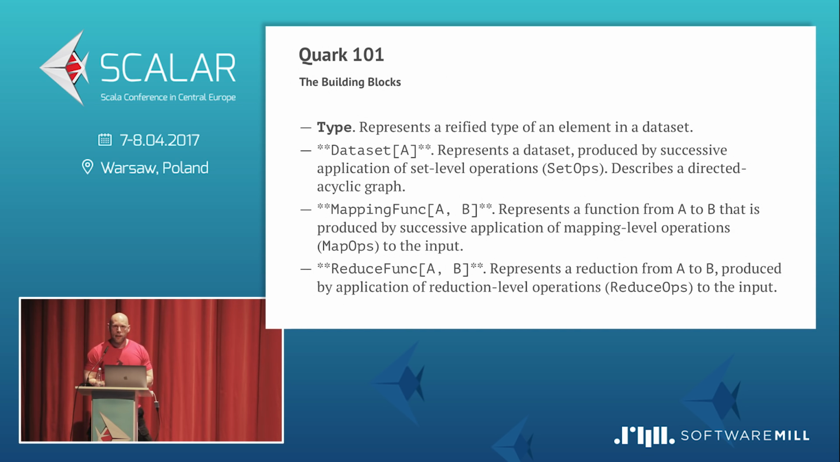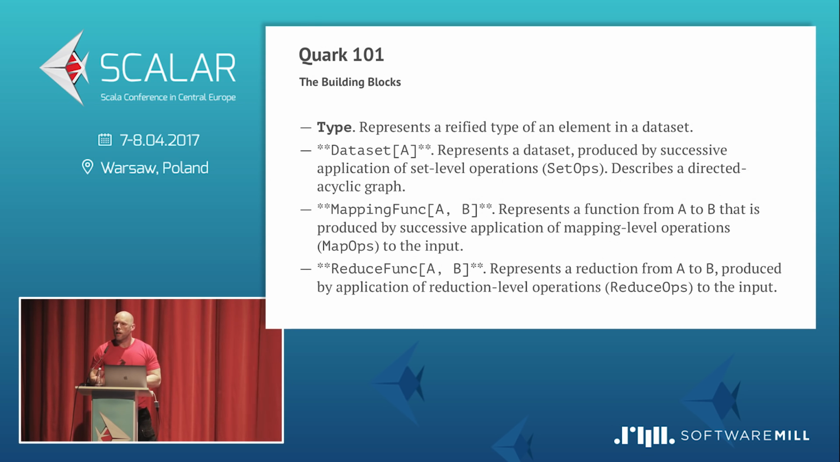Dataset represents a data set that is produced by a successive series of set-level operations, like filtering something, or mapping it, or loading it from a particular location, or joining it to another data set, basically all the set-level operations. A mapping function represents a function from an A to a B that is produced by successive application of mapping level operations, for example, projecting a field in a record, or negating a numeric field in a record. Those types of mapping level operations that operate on a single element of a data set are all described by mapping functions.